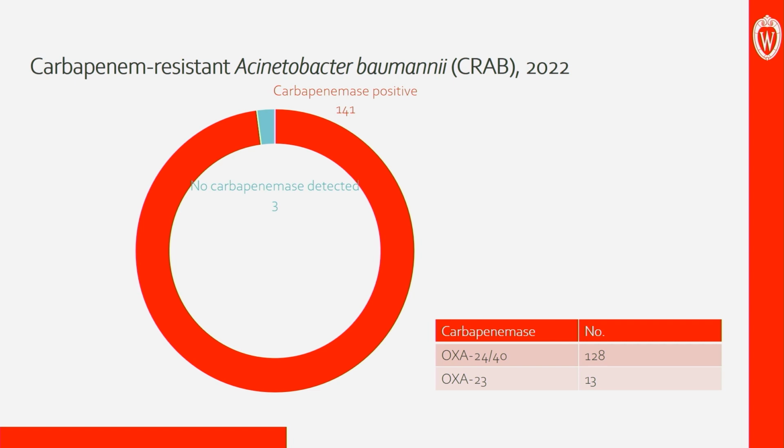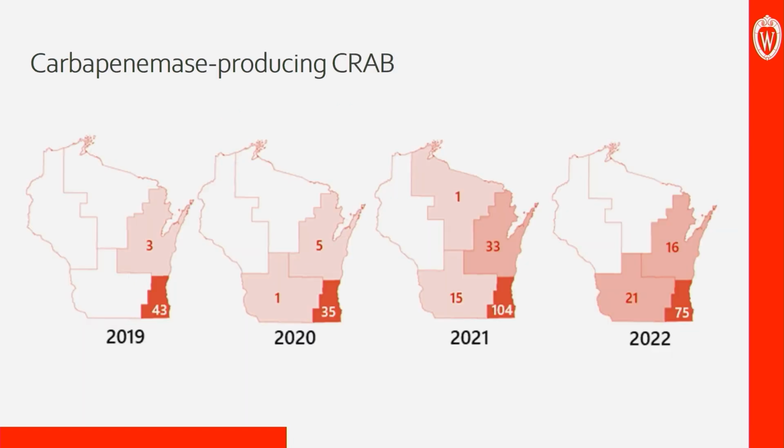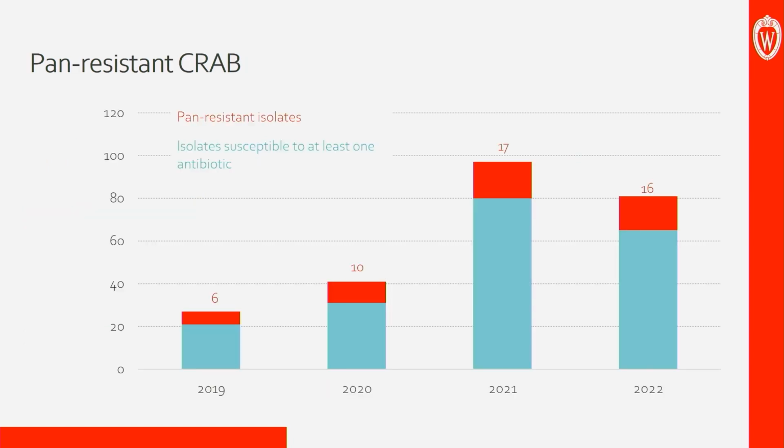For carbapenem-resistant Acinetobacter baumannii, the majority of these isolates are carbapenemase positive, and the majority of them have an OXA24/40-like carbapenemase. We also see some OXA23, but of the ones that we test, the vast majority have a carbapenemase. Again, this only became reportable in 2022, but we've seen more detection of it outside the southeastern region as time goes on. But the majority are still in the southeastern region.